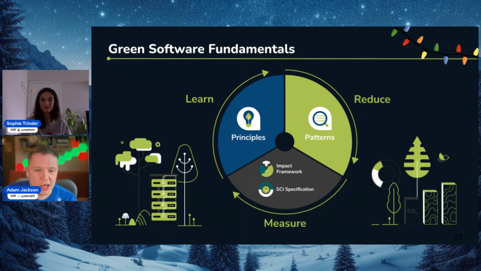We have a course. Reducing is about understanding what you can do, what's the best practice out there to empower you to understand what you can actually do. And then measurement, as Sophie's already mentioned, tools like the Impact Framework, which is just in alpha, and also the SCI standard can help you understand how to measure in a really consistent way.